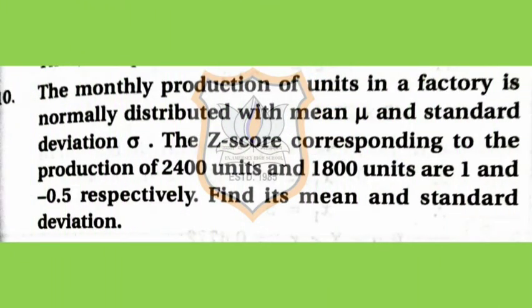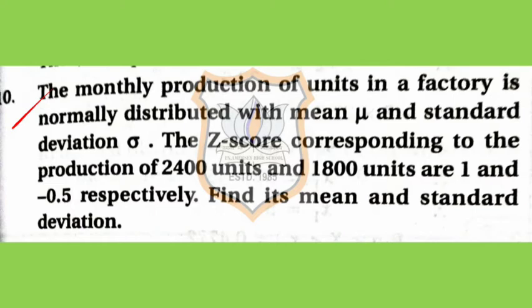Let's solve question number 10. The monthly production of units in a factory is normally distributed with mean mu and standard deviation sigma. The Z scores corresponding to the production of 2400 units and 1800 units are 1 and -0.5 respectively. Find its mean and standard deviation.